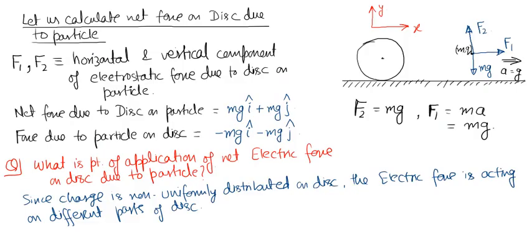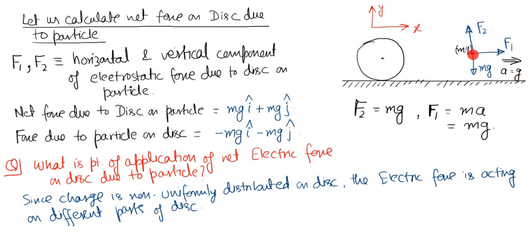So let us see the solution of this problem. First of all, I will calculate the net force on the disk due to the particle. So this is the particle. I know the acceleration of the particle is towards the right and its value is equal to g.